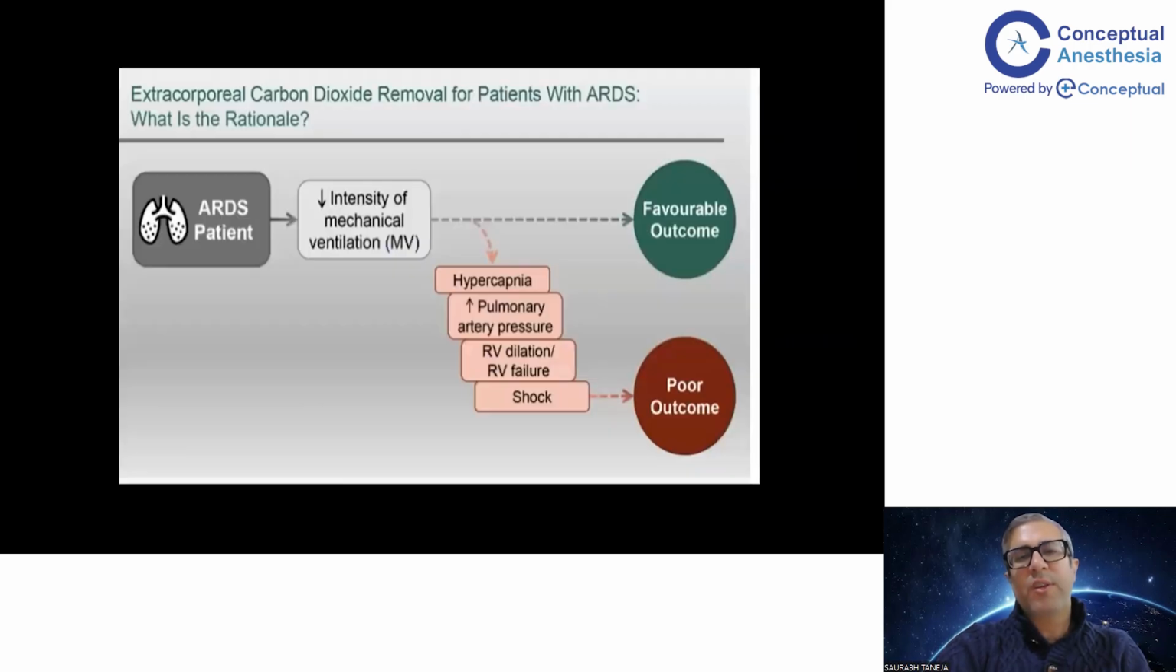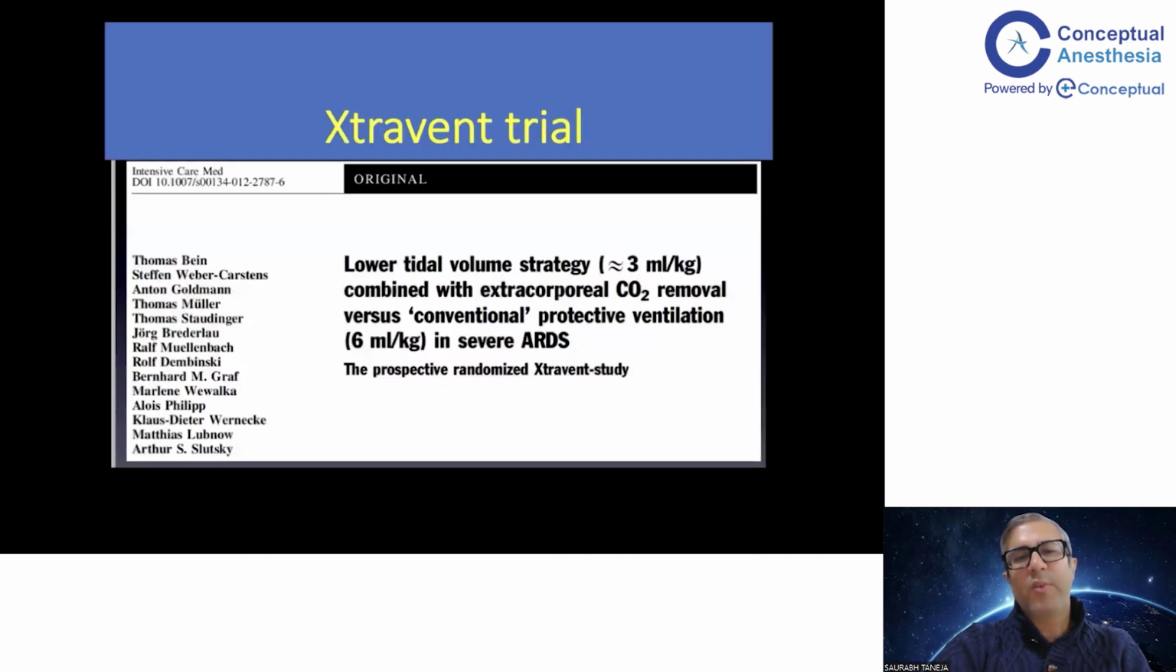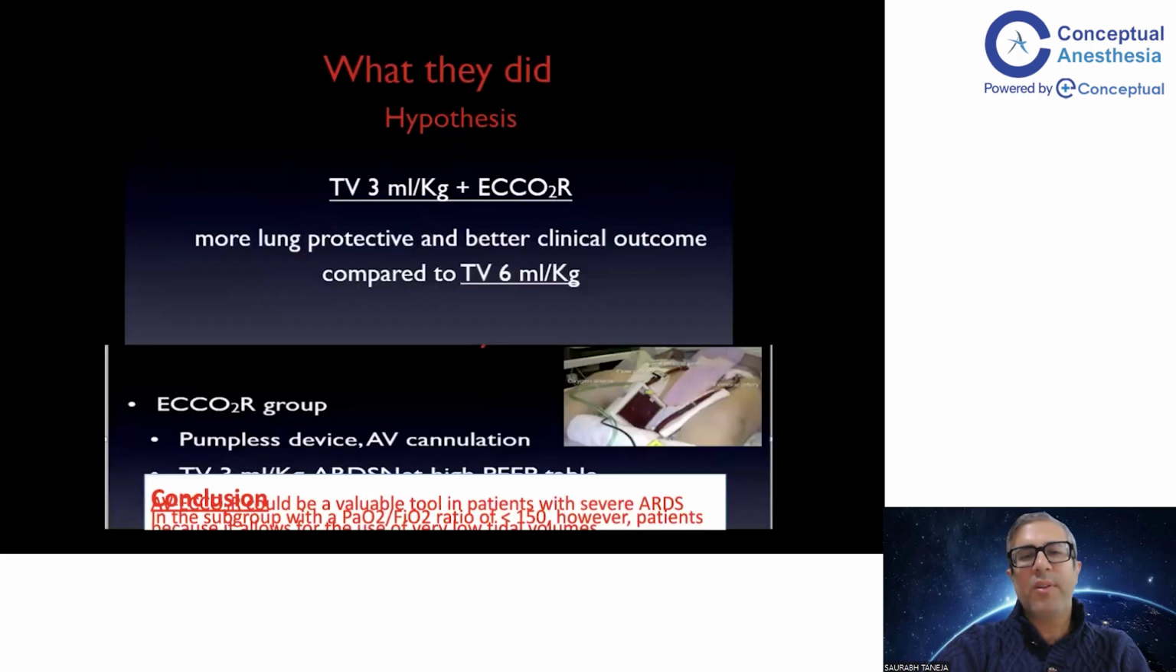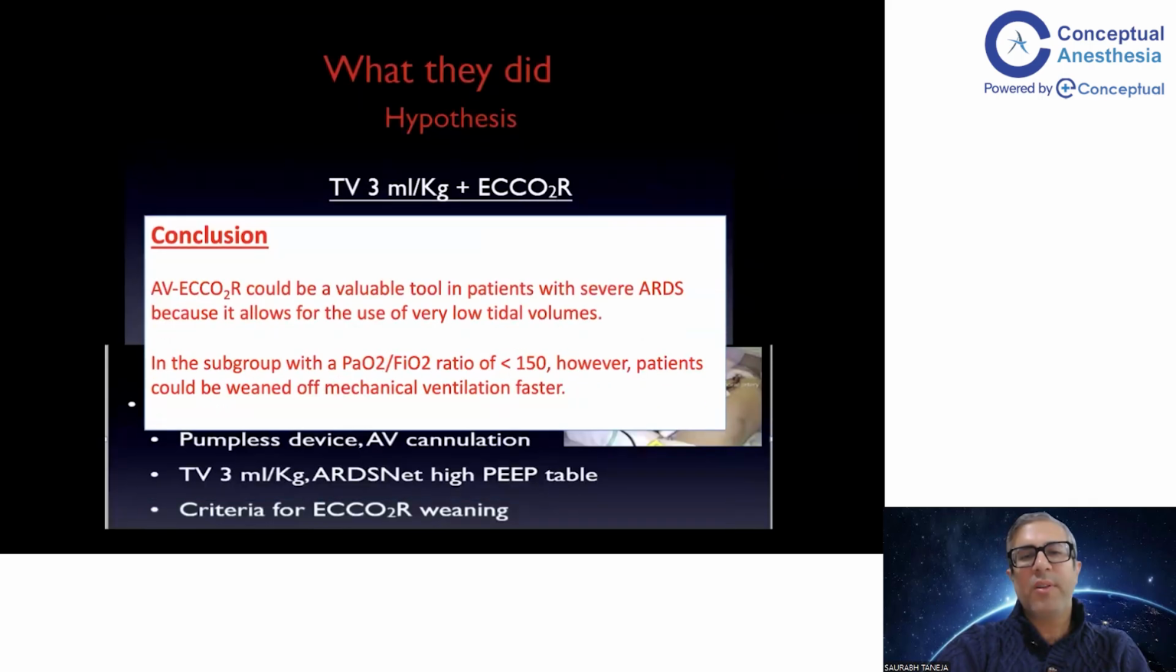So there are a few studies which try to do this so that the hypercapnia side effects like pulmonary artery pressure increase or RV dilatation aren't there. They tried in 2 or 3 studies like Xtravent. They tried 3 ml per kg combined with extracorporeal CO2 removal versus conventional lung ventilation. In this they used arteriovenous extracorporeal CO2 removal.